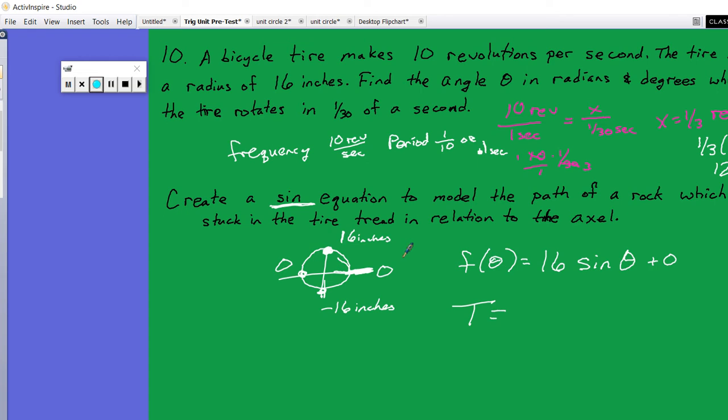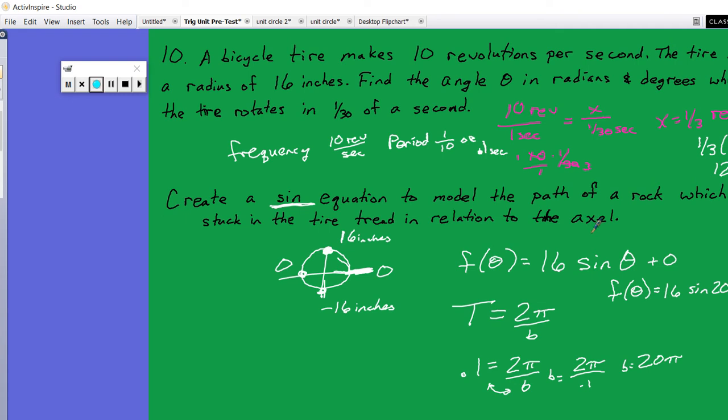So we know the period is equal to 2 pi divided by b. So the period is 0.1, so 0.1 equals 2 pi divided by b. Since b is on the bottom, you can swap these places. So you have 2 pi divided by 0.1 equals b. 2 divided by 0.1 is 20, so that is what b equals. So now I can rewrite the equation. F of theta equals 16 times sine of 20 pi theta plus 0. So this is in relation to time.